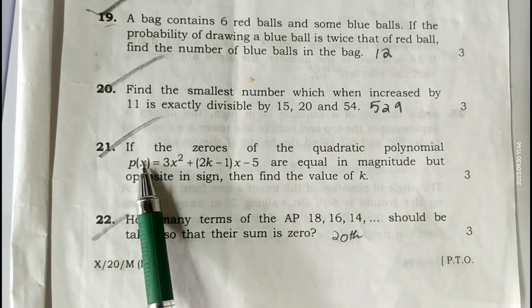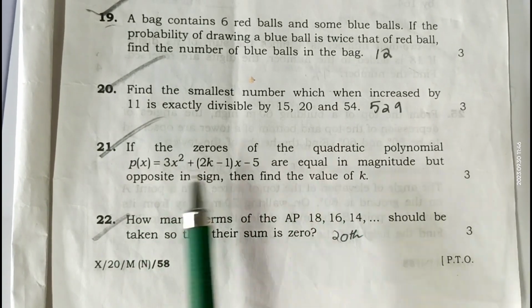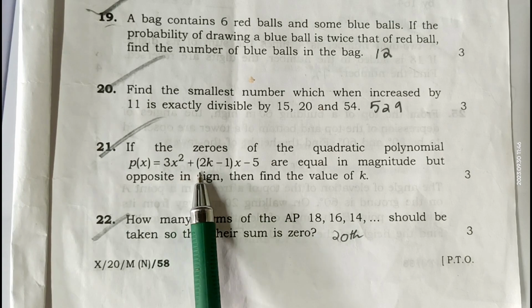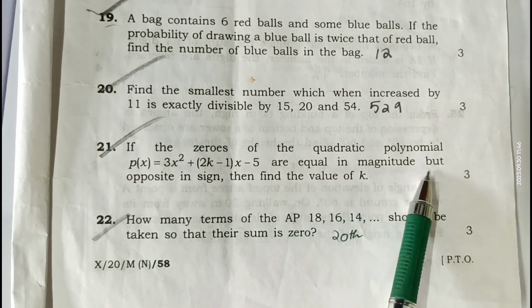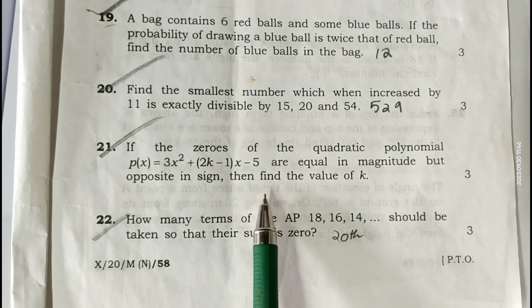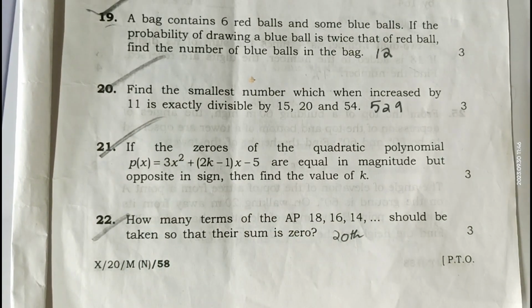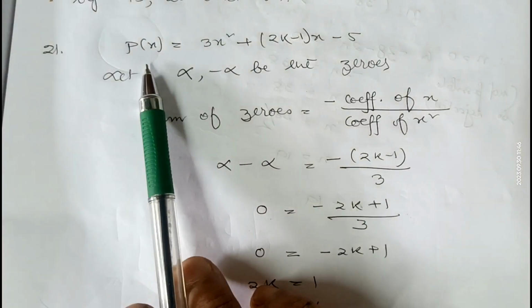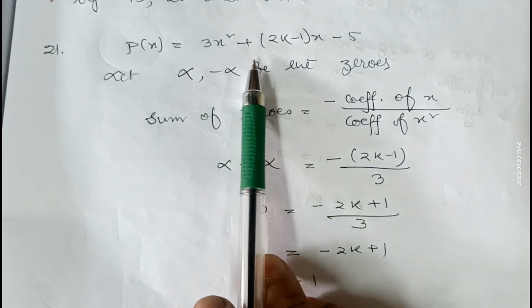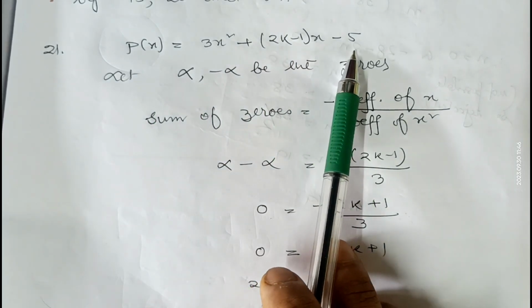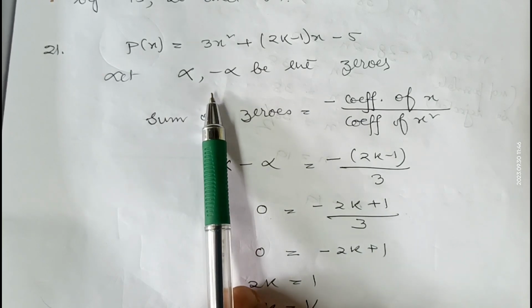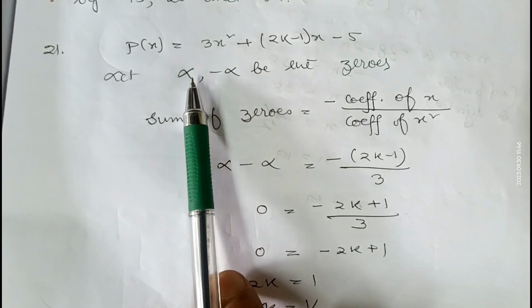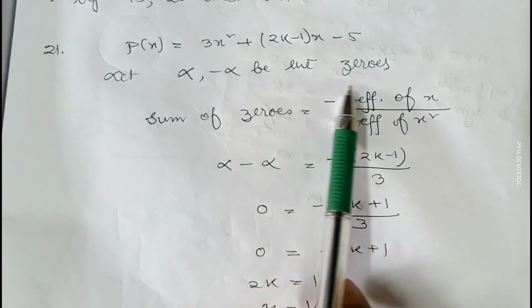Question number 21. If the zeros of the quadratic polynomial p(x) equals 3x square plus (2k minus 1)x minus 5 are equal in magnitude but opposite in sign, then find the value of k. Here the polynomial p(x) is 3x square plus (2k minus 1)x minus 5, and it is given that the zeros are equal in magnitude but opposite in sign, so let alpha and minus alpha be the zeros.